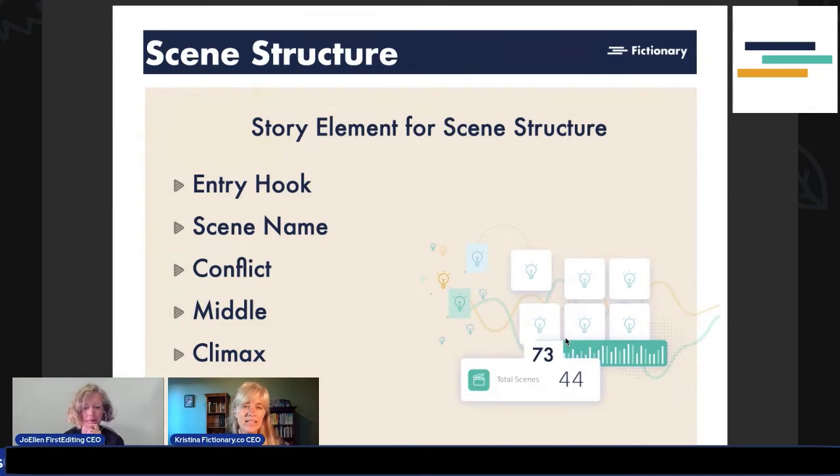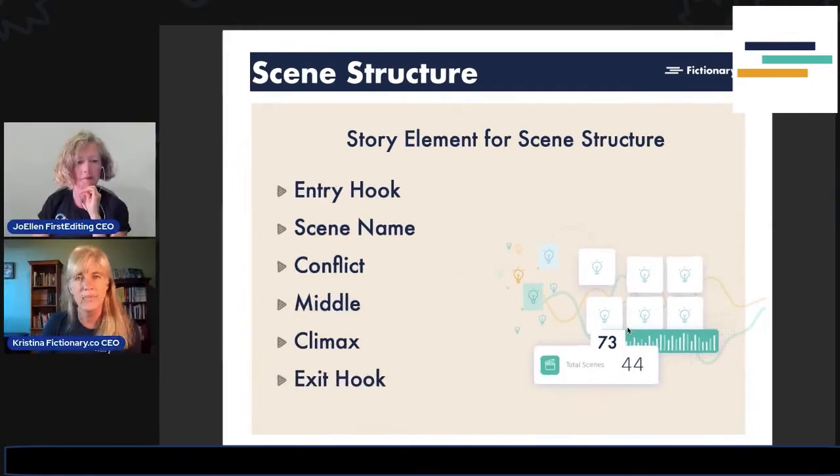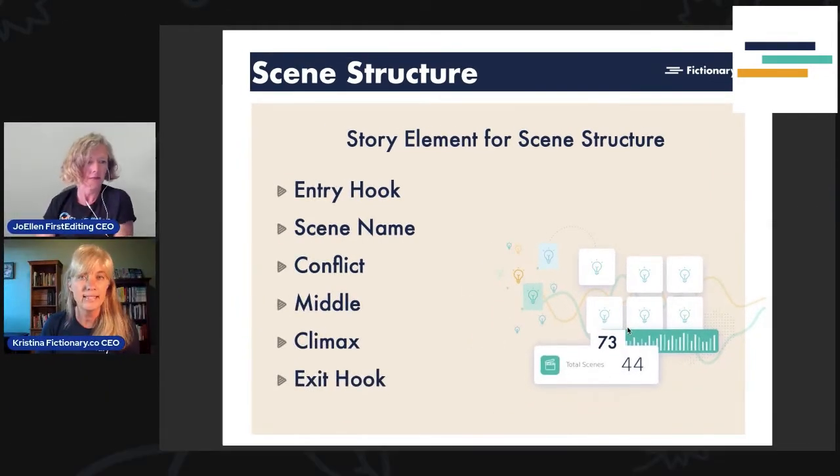And these are all story elements that are part of Fictionary, Storyteller, and Story Coach. So there's an entry hook, there's a scene name, there's conflict, there's a middle, there's a climax, and an exit hook. And I chose these specifically for this example because it fits well with this scene we're going to cover. Different scenes will have different key elements, like conflict could be replaced by tension, for example. There is no conflict in the scene, and that's okay as long as there's tension.